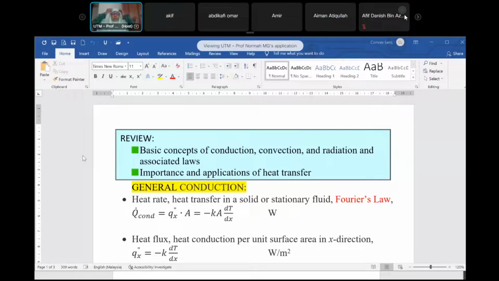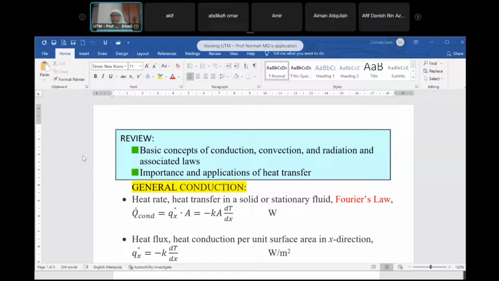So this is a review of conduction, the week 2 and week 3 materials. In week 3 we covered the basic concepts of conduction, convection, and radiation, the associated laws, and the importance and applications of heat transfer.